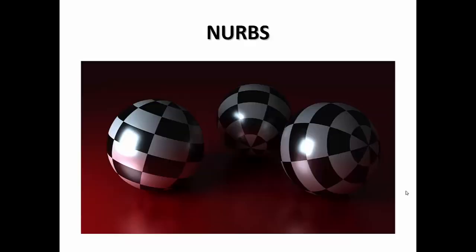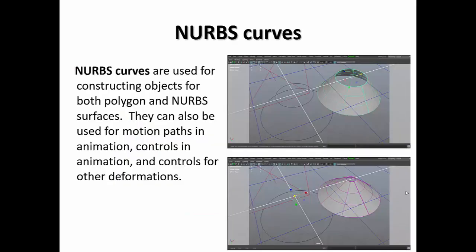Here's an example of some NURBS, with checkerboard spheres being applied. Here are some NURBS curves, which are the third type of geometry we're going to talk about. They're used for constructing objects for both polygon and NURBS surfaces. They can also be used for motion paths and animation, and as controls for other deformations. Essentially the curves connect the plane, which you can see being mapped around that cone-like surface.